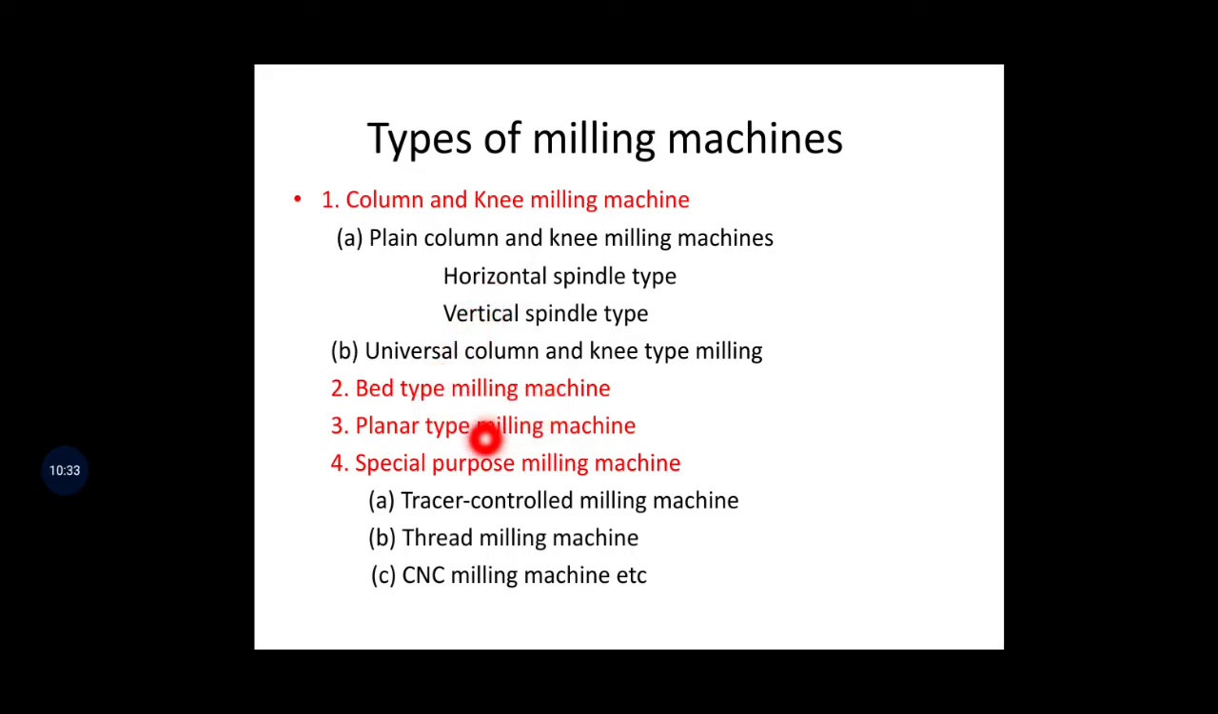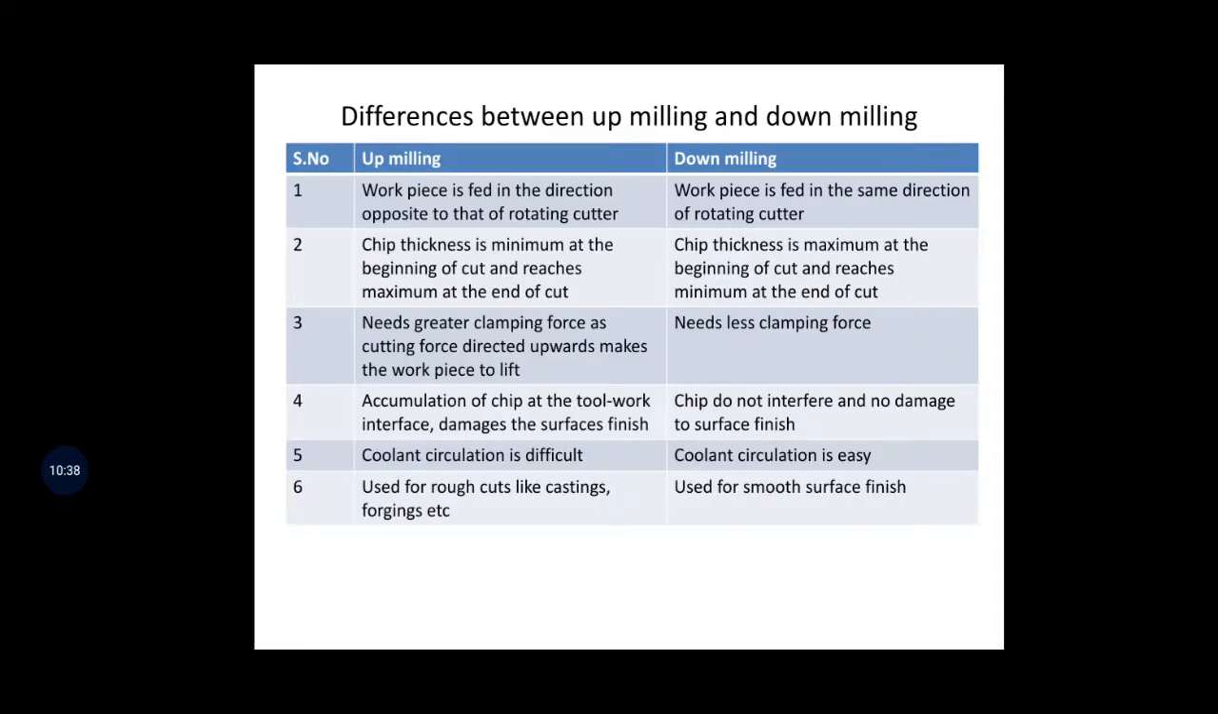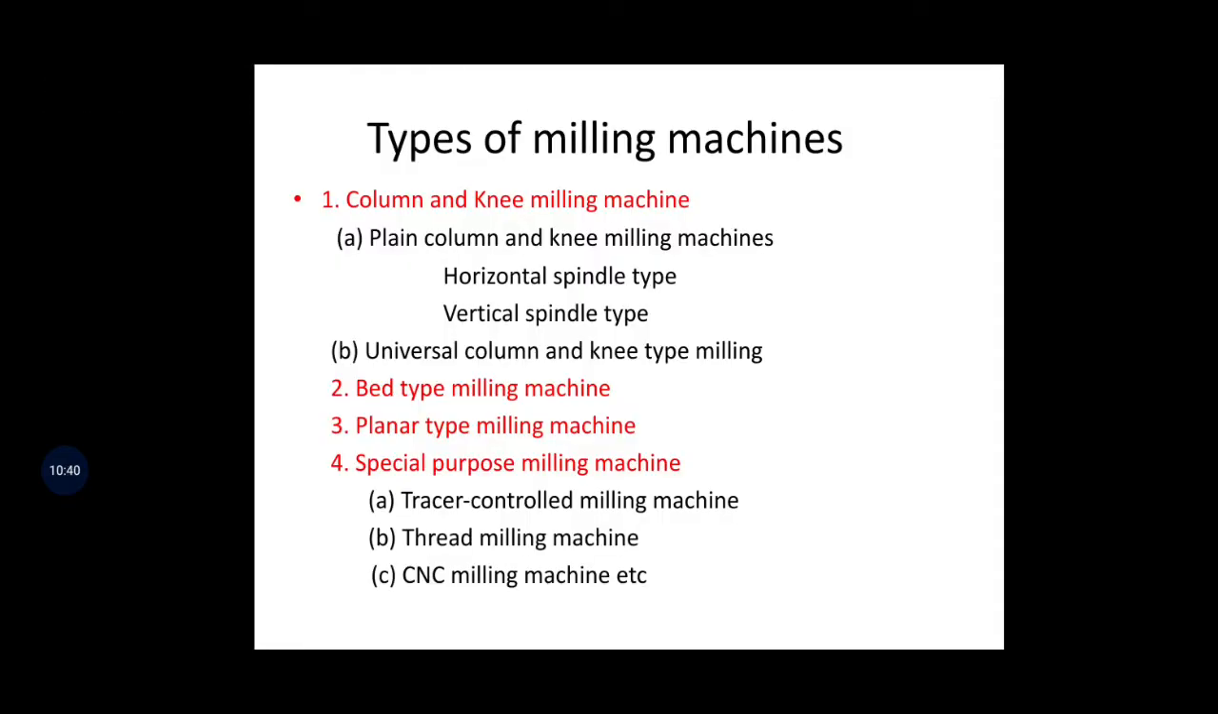Next is the bed type milling machine, planar type milling machine, and special purpose milling machines, in that tracer controlled milling machine, thread milling machine, CNC milling machine, etc. But among all these milling machines, we are going to see the figures and discuss the horizontal spindle type and vertical spindle type milling machine.